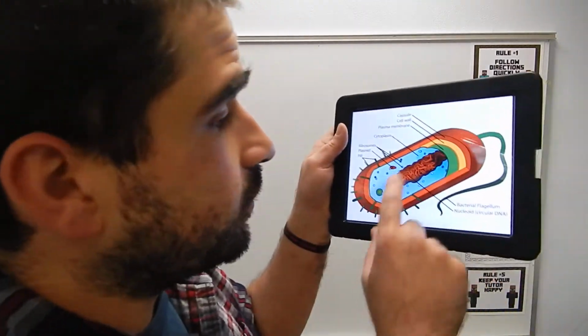Very, very microscopic. Like I said, single-celled. The free DNA in here, the fact that there's no nucleus, is going to come into play big time when it's time to divide these guys. Let's talk about their shapes.